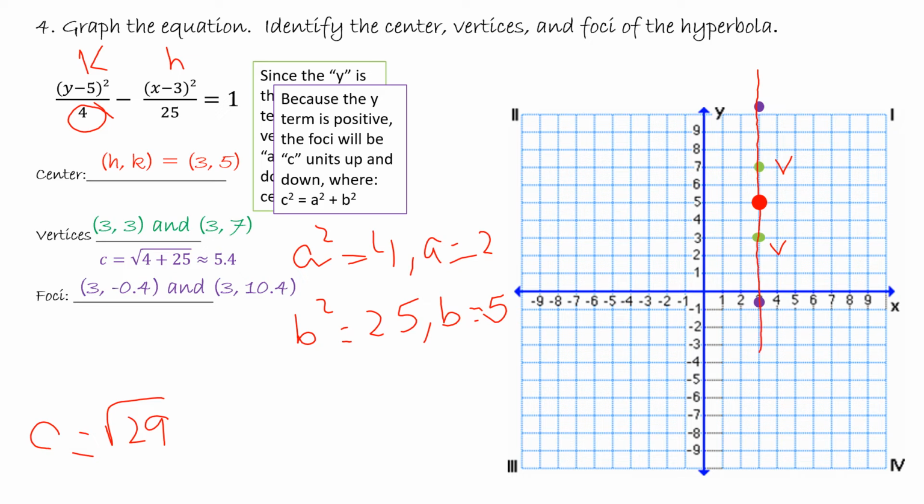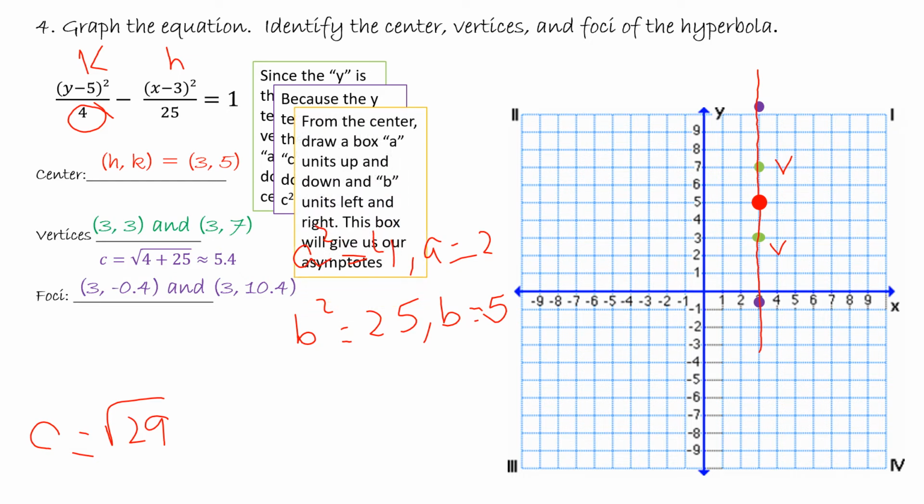I need to find the conjugate axis. So from the center, you count b units. 1, 2, 3, 4, 5. So b is 5. We put the endpoints for the conjugate axis. This here is called the conjugate axis. So I have the transverse axis and the conjugate axis.